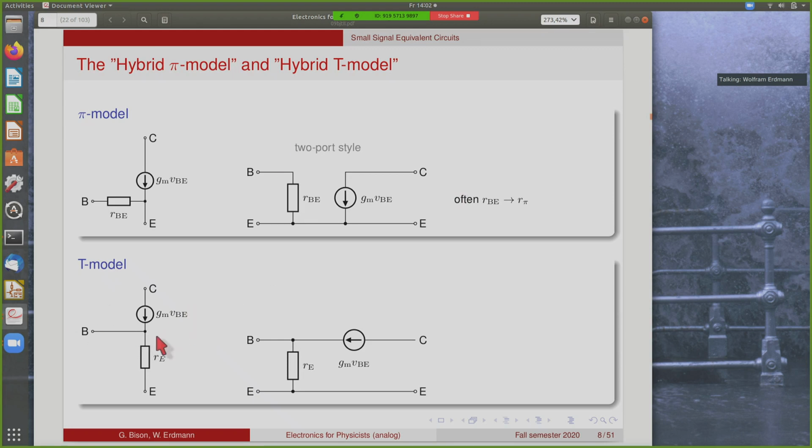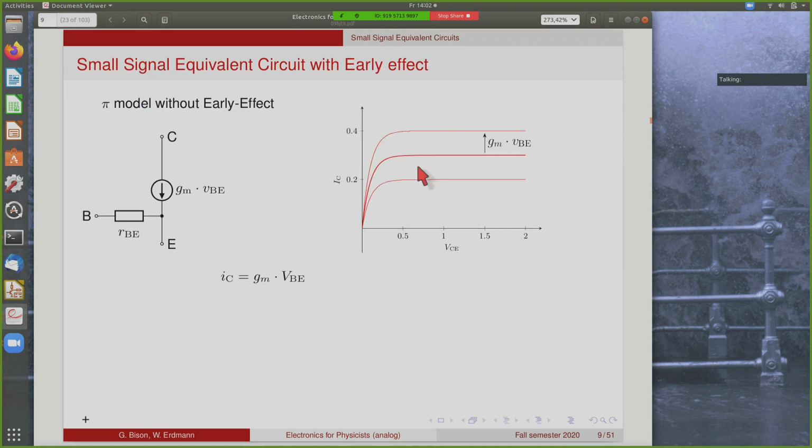The other thing is called T model because it looks more like a T, so the resistor here is between these two. And the two-port style drawing would be like this. So most of the time we'll be using the pi model. The thing that's still missing in our pi model is the early effect, but we will include that now.